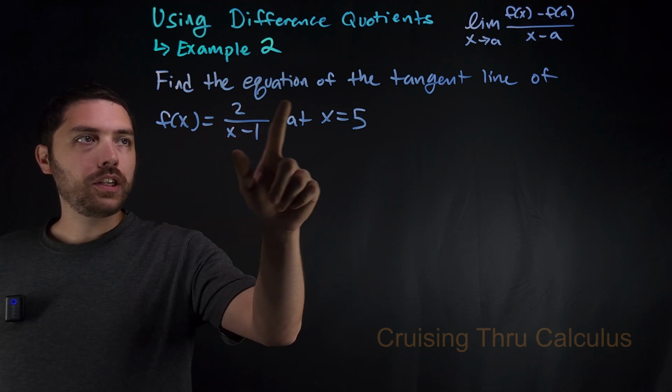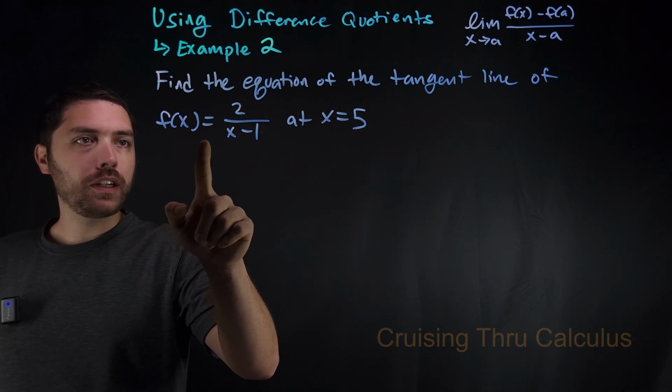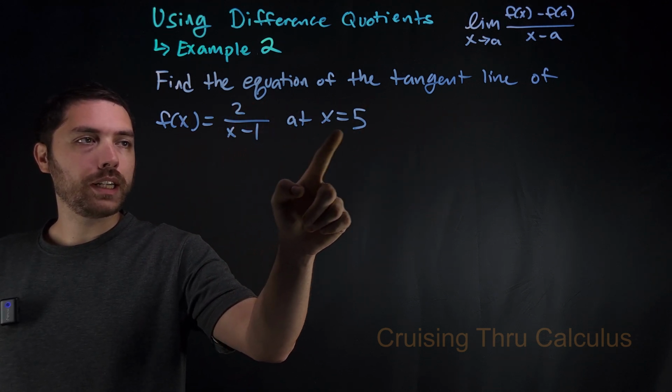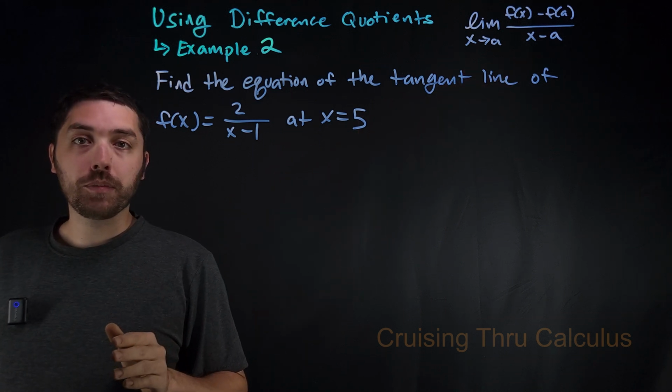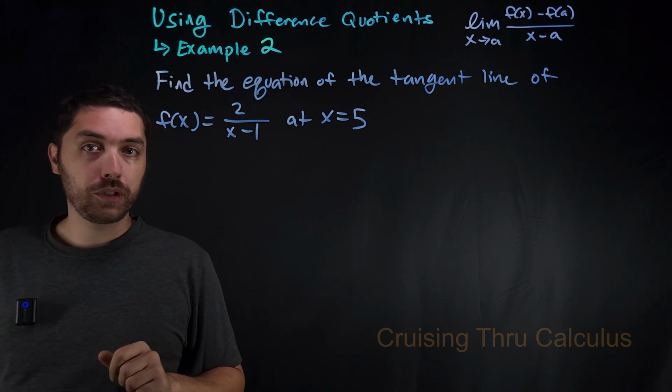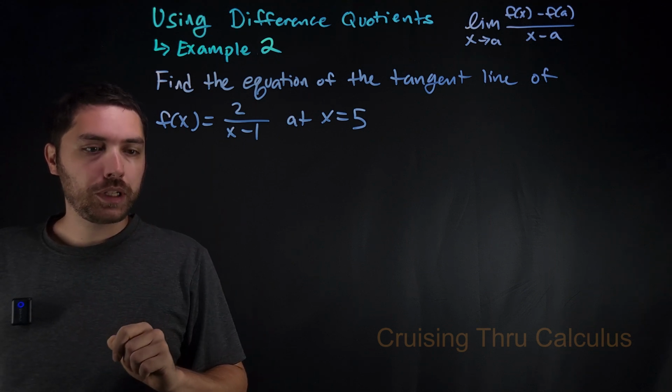Here it says, find the equation of the tangent line of f of x equals 2 over x minus 1 at x equals 5. I'm still going to be using this difference quotient here, but on the next couple of problems, we're going to be using the other difference quotient. Let's take a look at this one here.